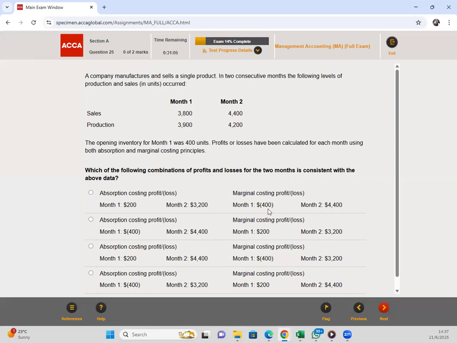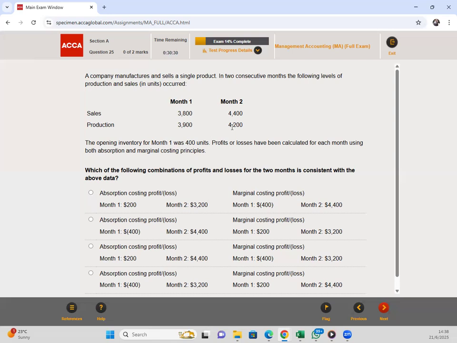So under absorption should be higher. So the first statement is saying the profit is higher under absorption in month one, which is right. Then we go for month two. So two is actually wrong. Why? Because it's saying for month one, the profit for absorption is less than the profit for marginal. Remember, if the closing stock is higher, absorption profit is higher. So our answer is between A and C.